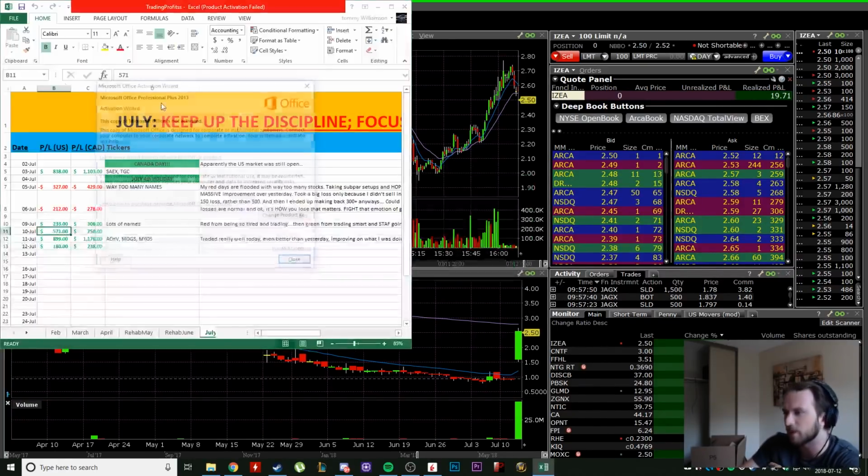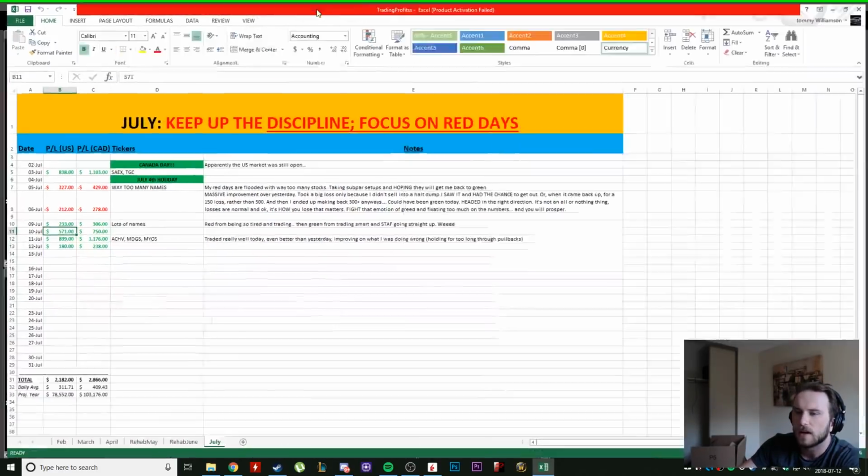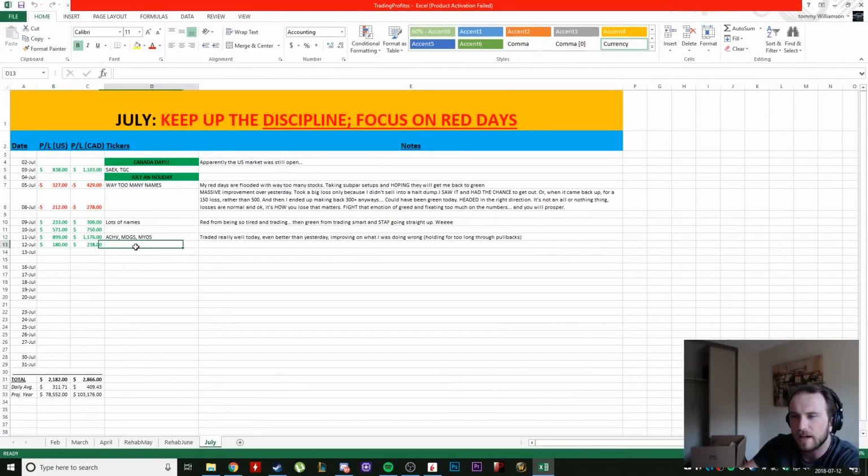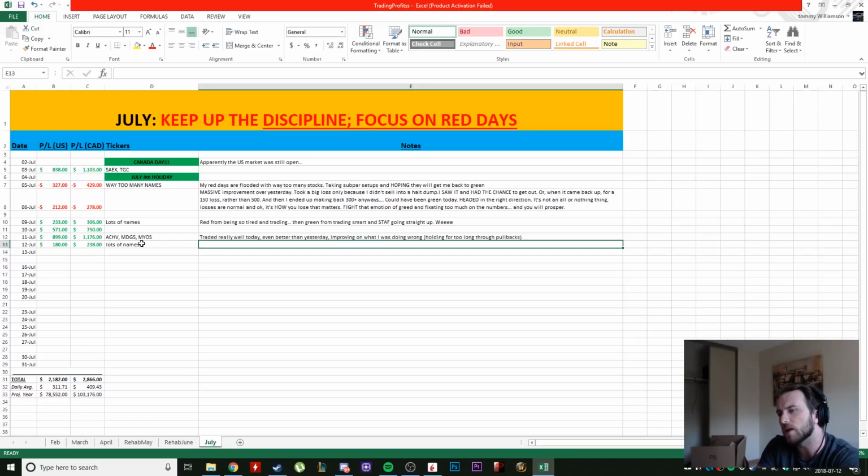And I finished up here, 180 and 238. So again, there were lots of names, but the point today was that I didn't force trades like I usually would, resulting in a green day rather than a red day.